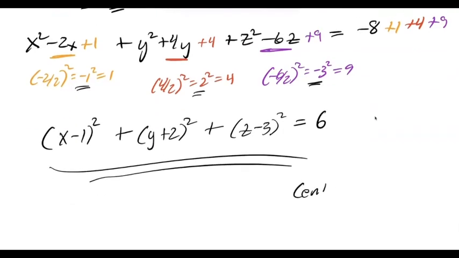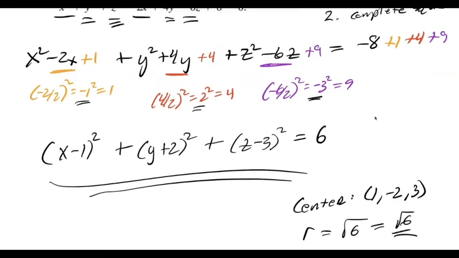So the center of our sphere is going to be 1, negative 2, 3. It's the opposite sign. And our radius is going to be the square root of that, square root of 6. So that's our formula for our sphere. That's our center, and that's our radius. And that's the lesson.